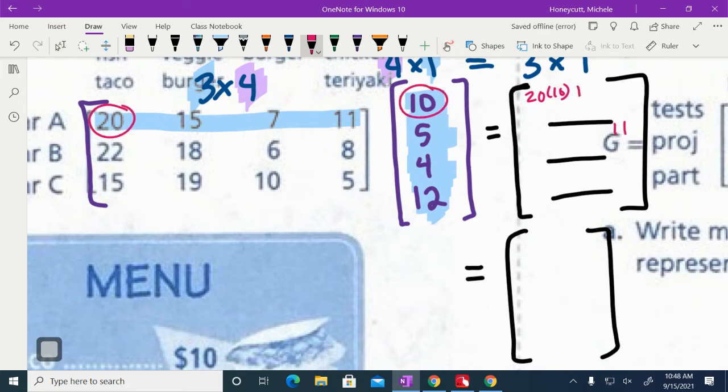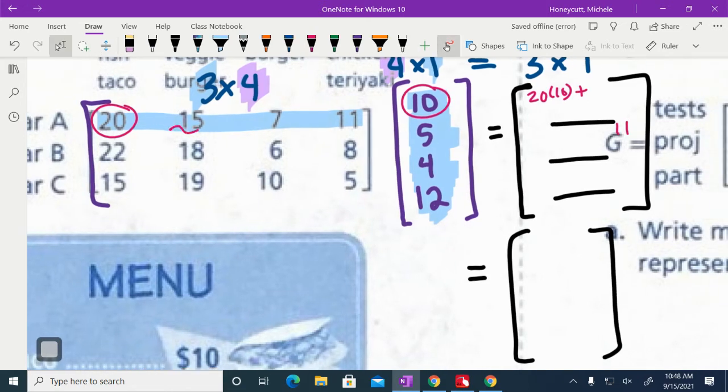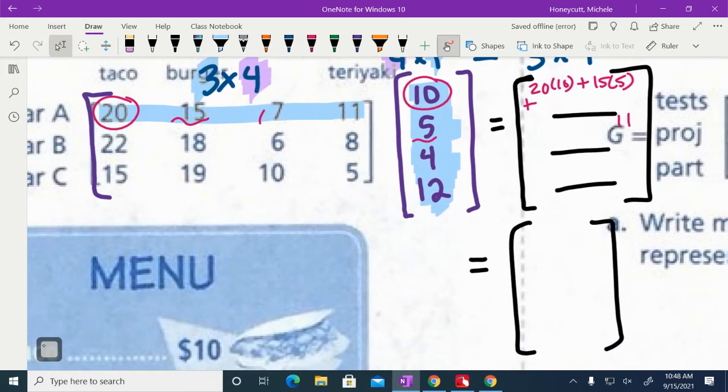20 times 10 plus 15 times 5 plus 7 times 4 plus 11 times 12. My sleeve is making my board move. And that's how we got, what was it, 435?